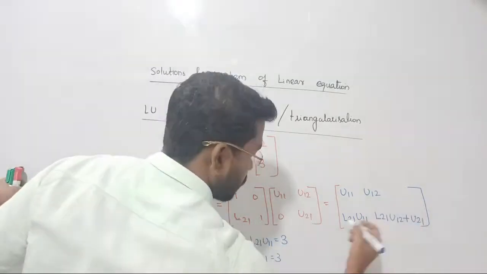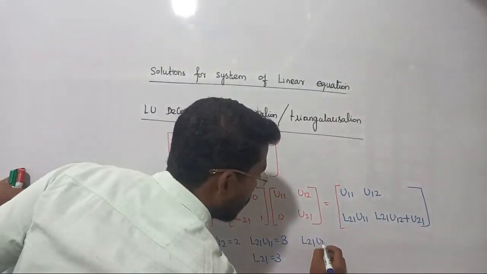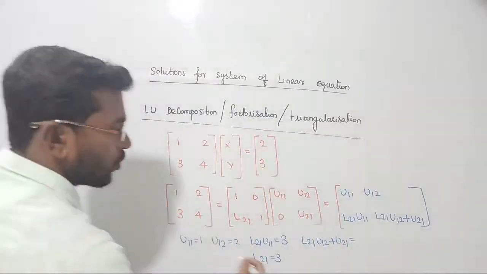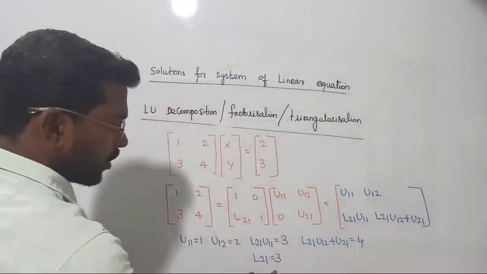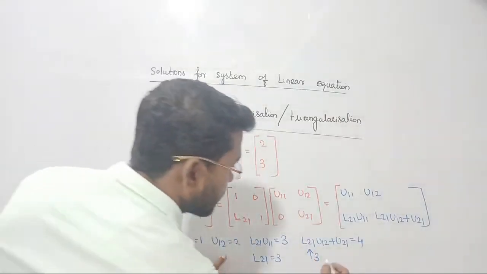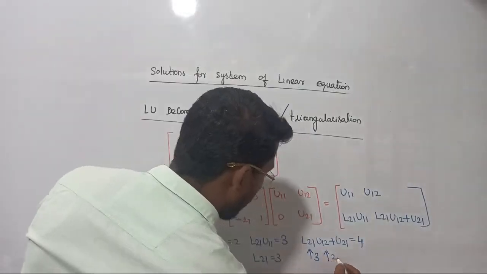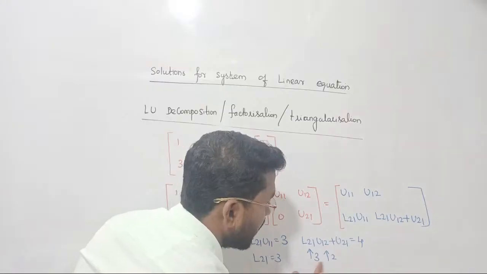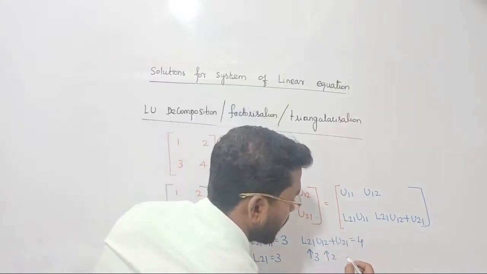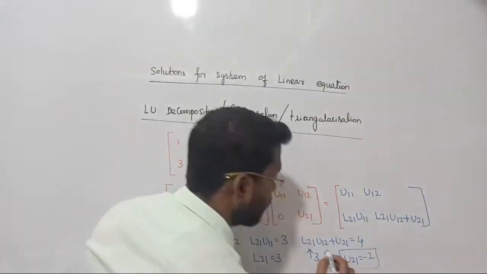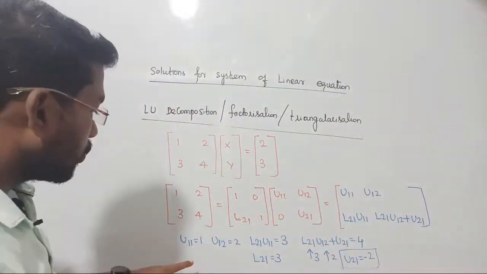Next select the last one, L21 u12 plus u21 equal to 4. Exactly. Here the value of L21 is 3. What about u12? That is 2. What about u21? We have to find it using this one, so 3 into 2 will become 6. If you move 6 to the other side, automatically u21 will become -2. Yes, we found the value of u21, u22, right?